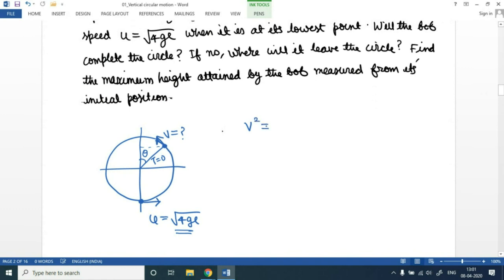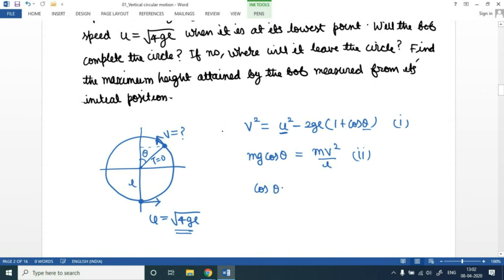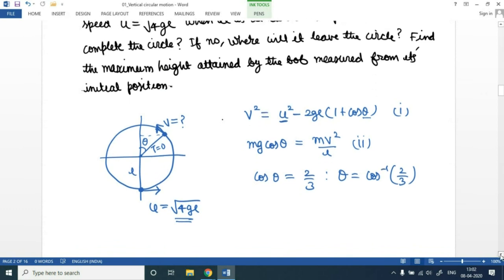So v square we can write simply as u square minus 2gL into (1 plus cos theta). L is the radius of this circle, as we have learned already. This will give v, because u we know. And for the other equation, the equation of force, we can write mg cos theta equals mv square by L. Using equation number 1 and equation number 2, we get cos theta as 2 by 3. So theta is cos inverse 2 by 3. We got this relationship by solving these two equations.